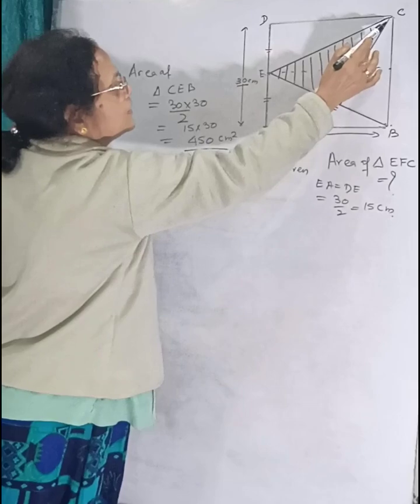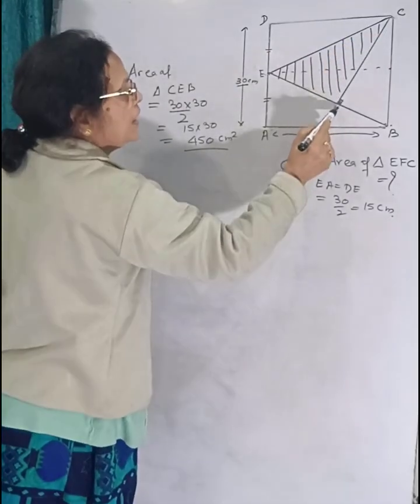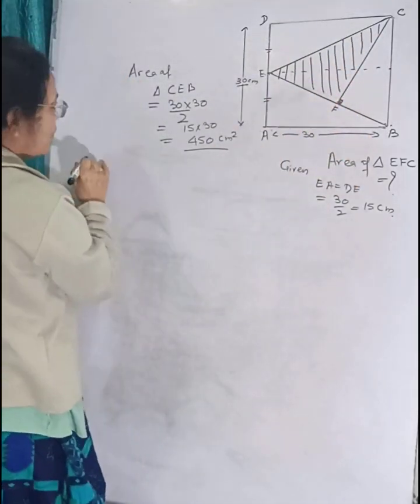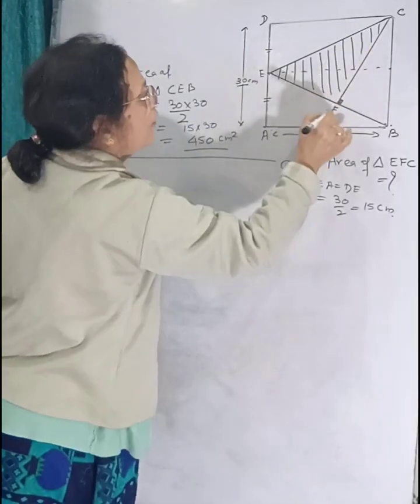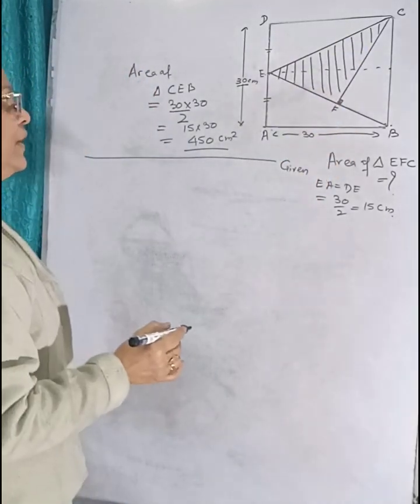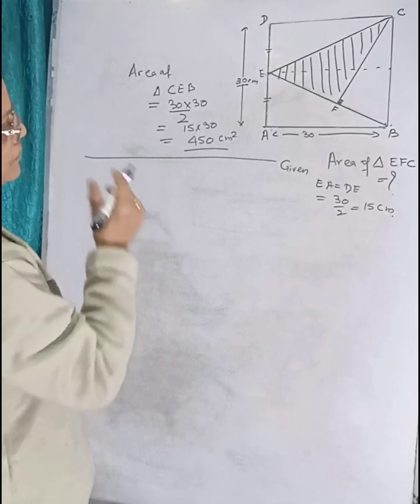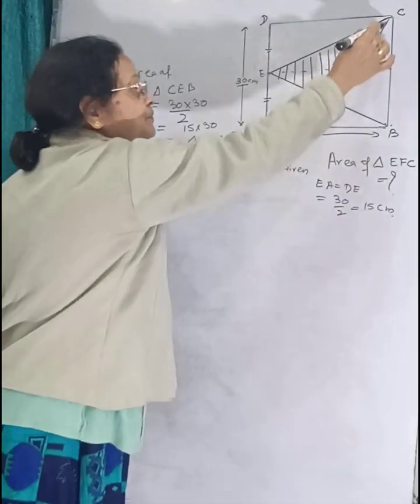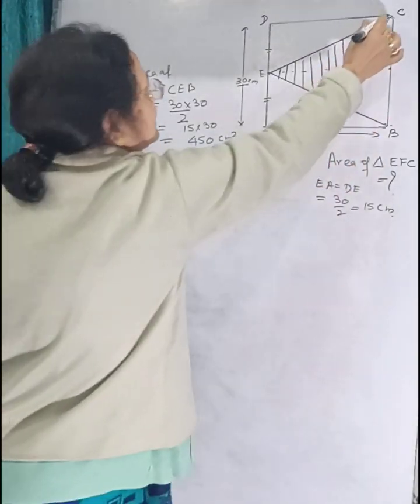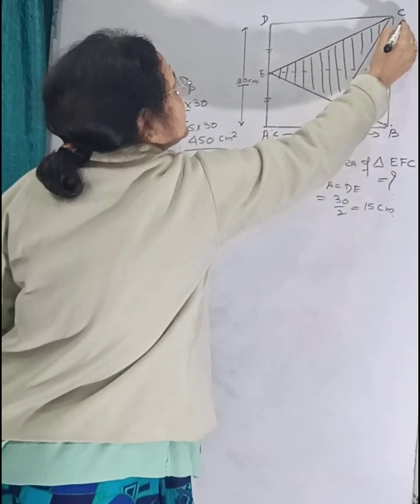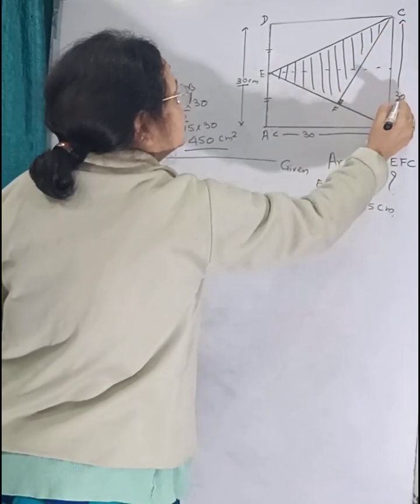Now we have to deduct from here the area of this portion. Now our problem is only to find the area of CFB. In CFB, this CB is given to us. Only this is known to us. This is 30.